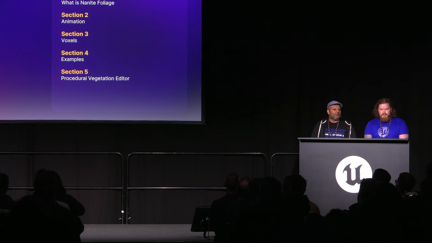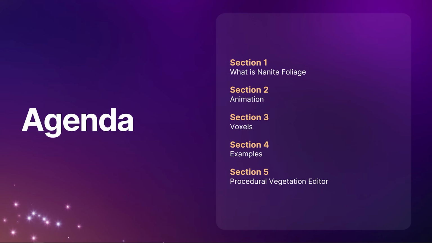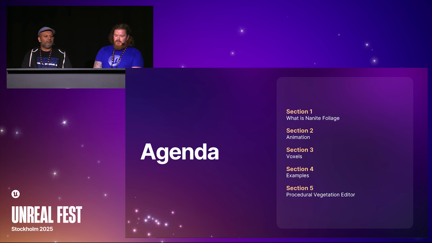So the agenda for today is that we're going to go over the various components that make up Nanite Foliage. We will be covering a little bit about animation, so hopefully you were able to catch the talk yesterday, which went into more detail about it. But we will go over the broad strokes here as well. We will take a look at voxels, the new shape preservation method available from Nanite Foliage. We'll go over some examples that we've been working on to test out these new workflows and this new exciting tech. And lastly, we're going to look at the Procedural Vegetation Editor that's shipping as experimental in 5.7.